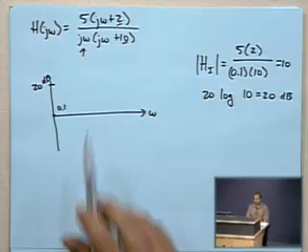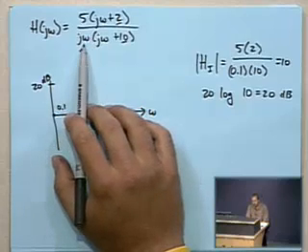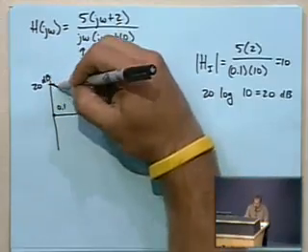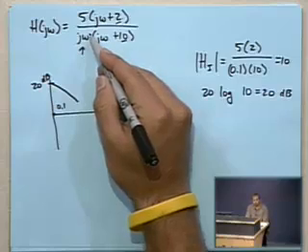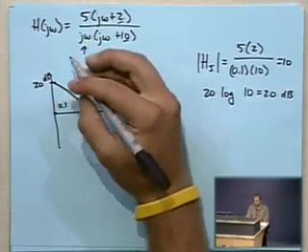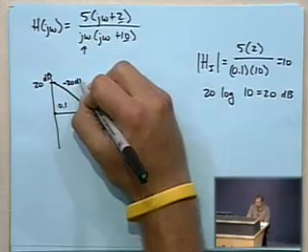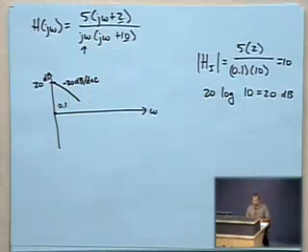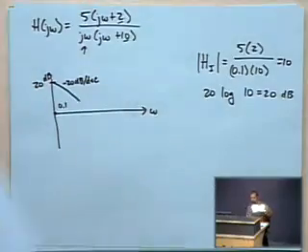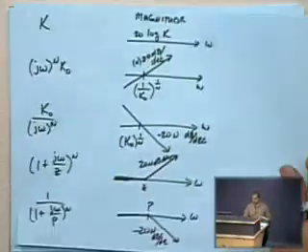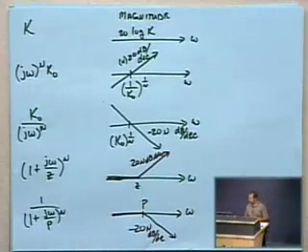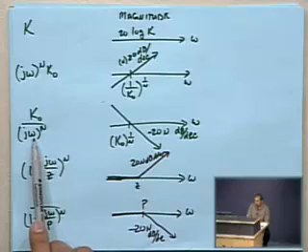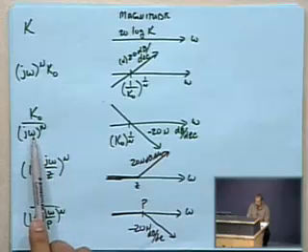And because that is coming from this j omega term, it's going to be decreasing from there. The degree of this term is 1, so it's going to be decreasing at negative 20 dB per decade. And now we can go back to this and say, all right, this was a simple pole, or it was a pole at the origin.